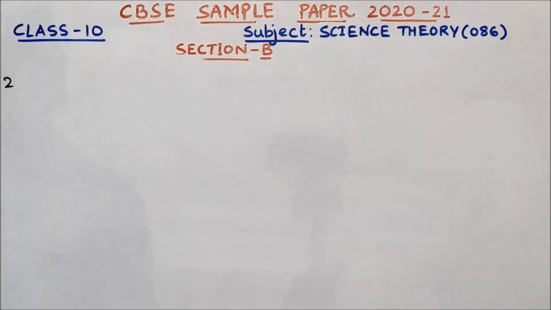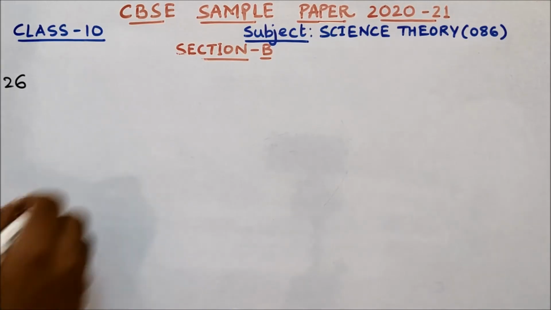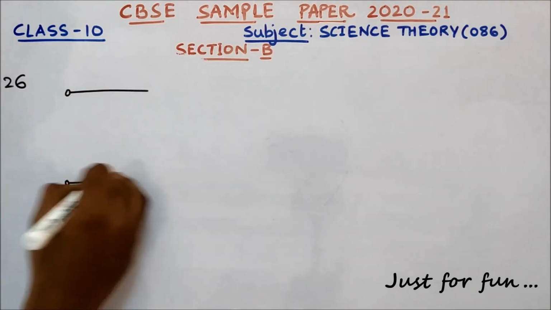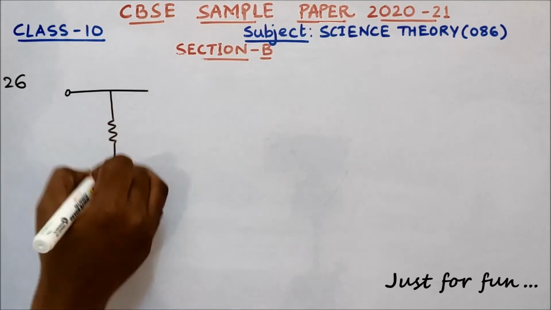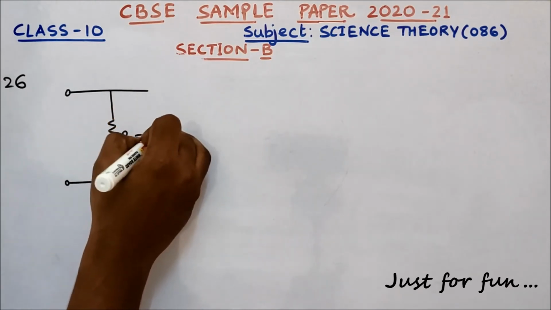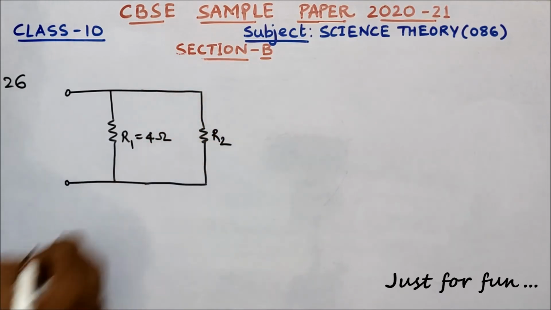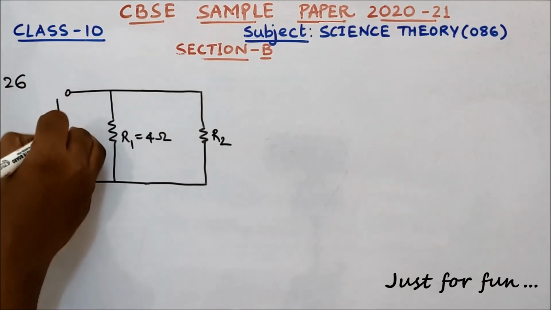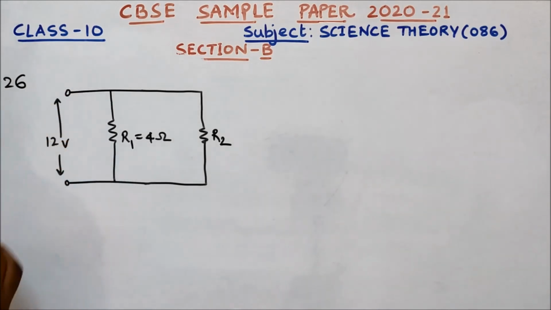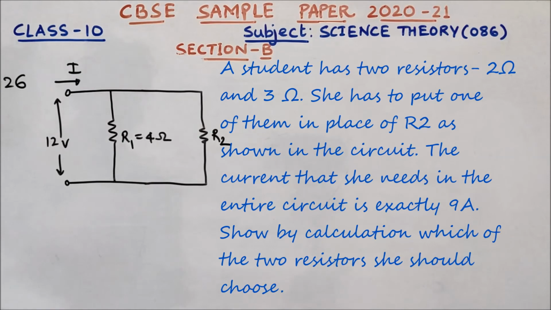So in question number 26, again we have a diagram. Let me draw the diagram for you. After that we'll see the question. So this is R1, 4 ohms, R2, 12 volt potential difference. That is it, the current entering. So this is the diagram. Now let's see the question.